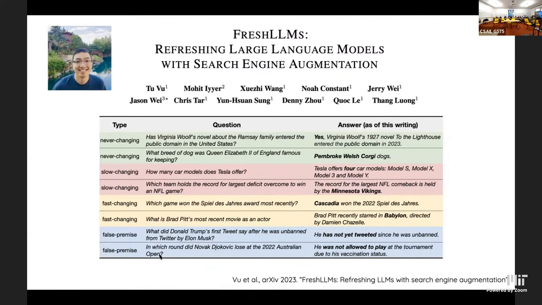It also has some false premise questions. So, in which round did Novak Djokovic lose at the 2022 Australian Open? Here, the ideal model would, instead of answering this, rebut the premise of the question and say, he didn't play in the tournament, so I can't answer this question.